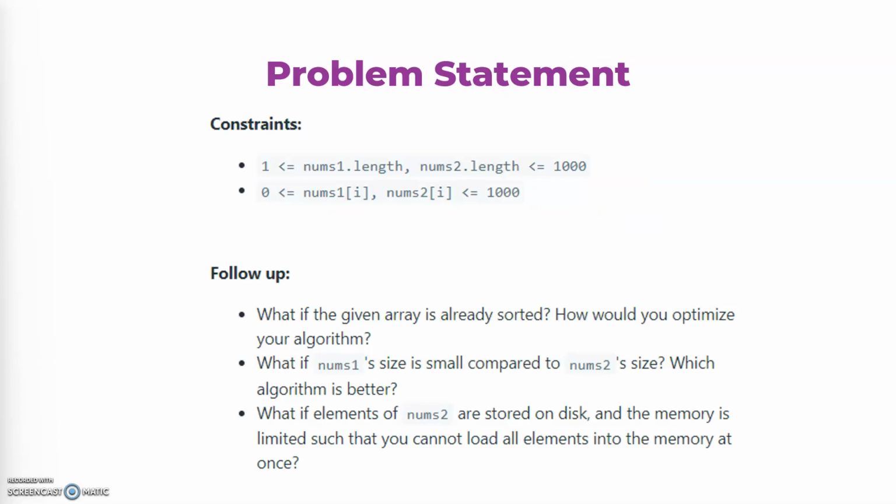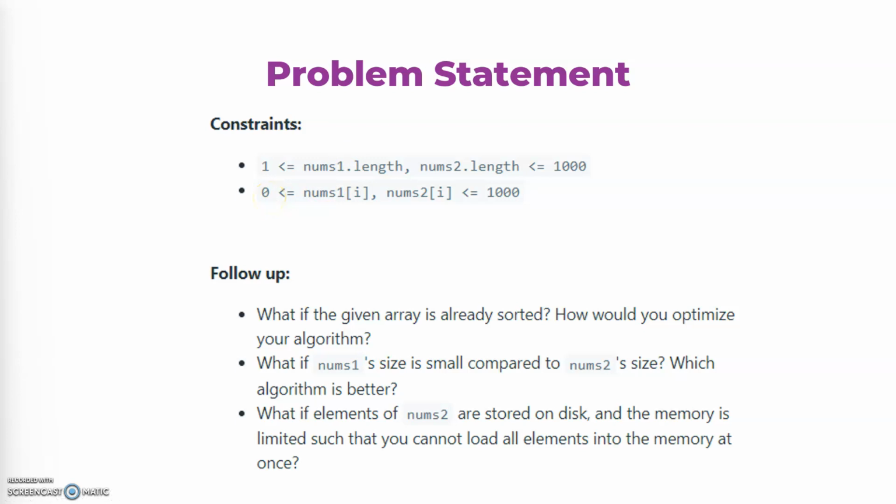Okay, these are the constraints. The nums1 length and nums2 length are inclusive between 1 and 1000, so there will always be elements in each of these arrays. And the values are inclusive between 0 and 1000.